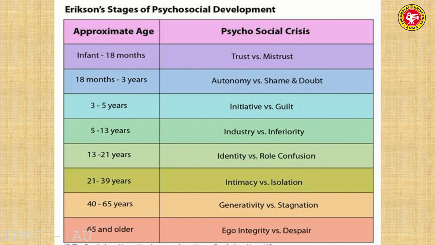13 to 21 years, the psychosocial crisis developed is identity versus role confusion. 21 to 39 years, the social crisis developed is intimacy versus isolation. 40 to 65 years, the psychosocial crisis developed is generativity versus stagnation. 65 to an older age, ego integrity versus despair developed.